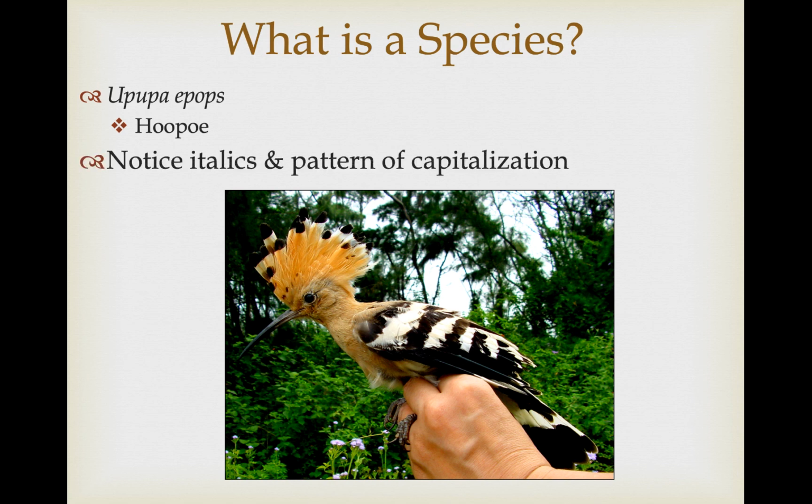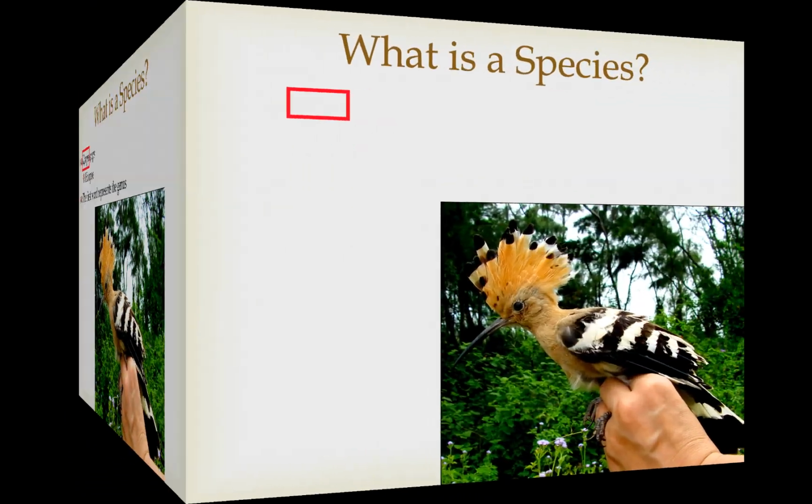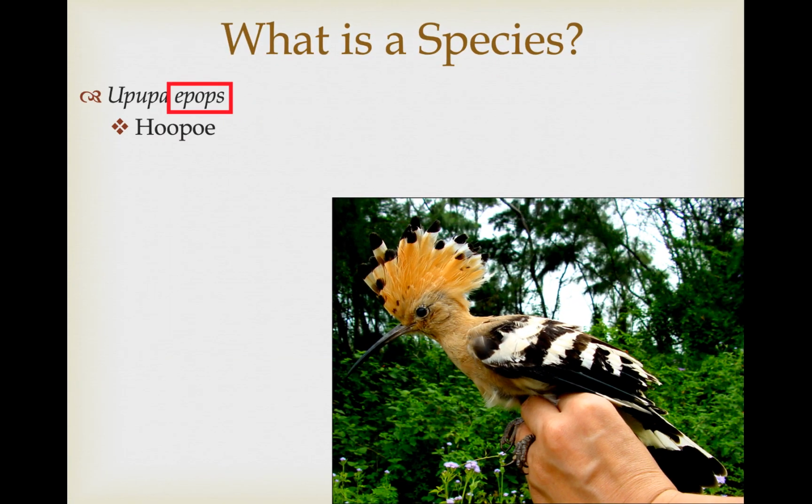So notice first the italics and the pattern of capitalization. The species name is italicized to set it off from the rest of the text that you're looking at. So it basically says, here you're looking at a species name. You're looking at something that's written in Latin. All right, notice also that the first part of the name, Upupa in this case, is capitalized, but the second word is not capitalized. This first word represents what we call the genus. The second word represents what we call the specific epithet.